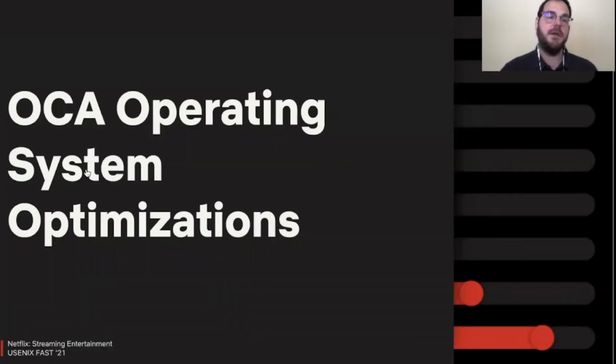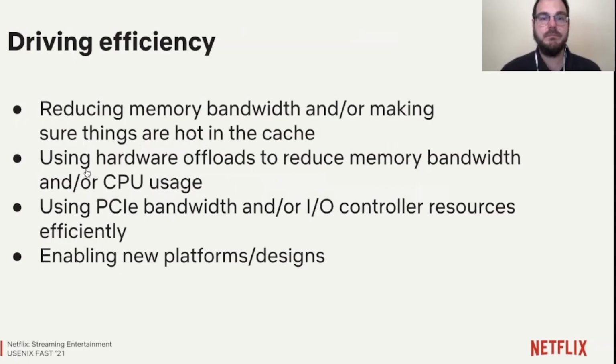So let's talk a little bit about the OCA operating system optimizations. If I had to summarize what my group does, I would say that it's driving efficiencies into the system. Whether we're trying to get an additional 2 gigabits per second out of an OCA's NIC, or reduce power consumption, we are fundamentally trying to drive efficiencies into the system.